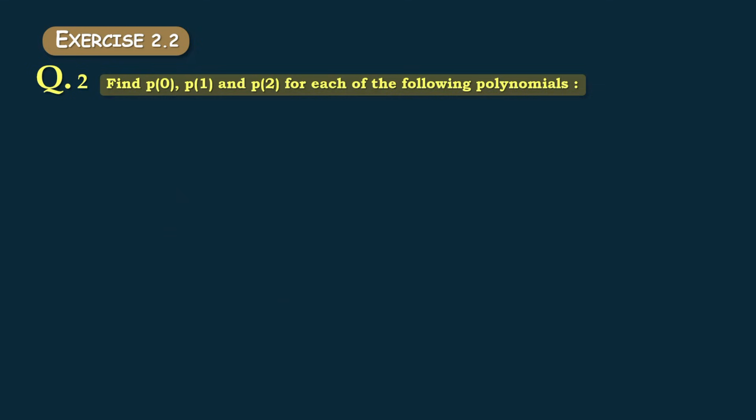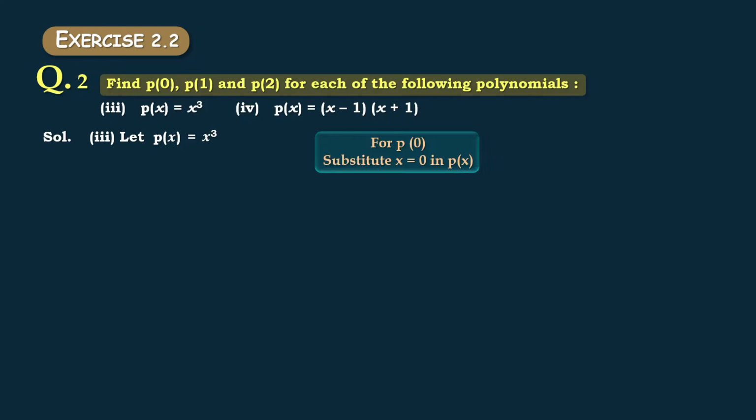Question 2. Part 3 and Part 4. We are asked to find the value of the given polynomials at 0, 1 and 2. Part 3. The given polynomial is x raised to the power 3. Let us find its value step by step. Value at 0. Substitute 0 in place of x. 0 raised to the power 3 is 0. So, the value of the polynomial at 0 is 0.